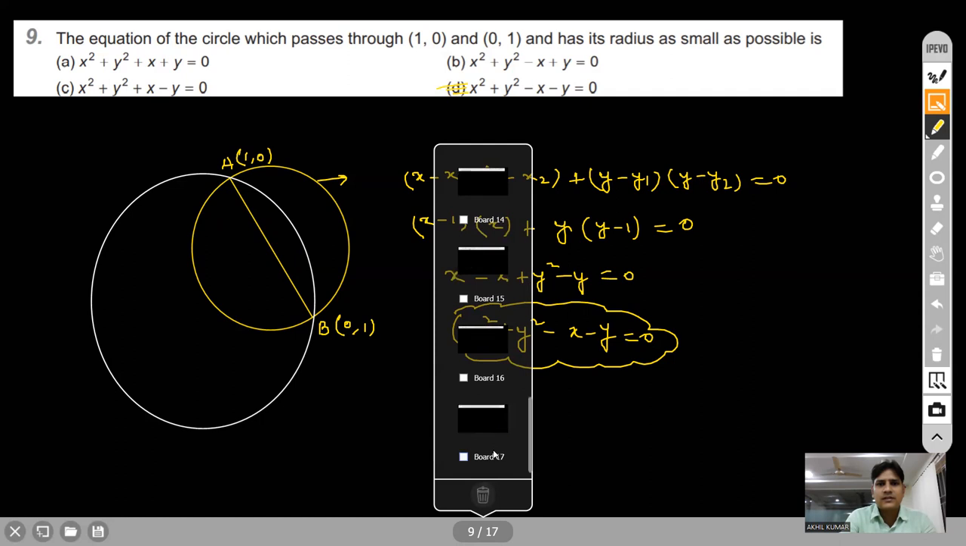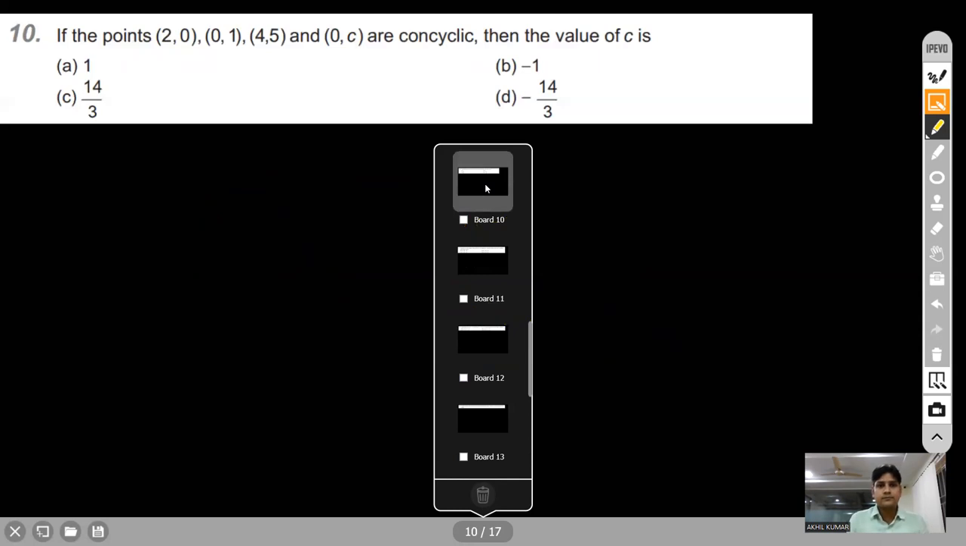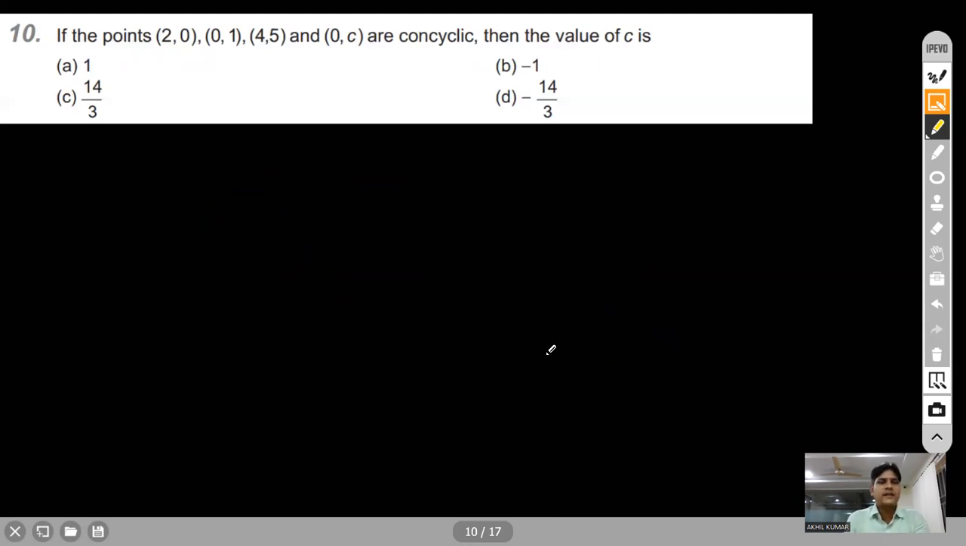So we are done with question number 9, right? Let me take question number 10. Now, what is it saying? If the 4 points are given with their coordinates, and it is saying that the 4 points are concyclic, then find the value of C. Concyclic means all these 4 points lie on a circle.